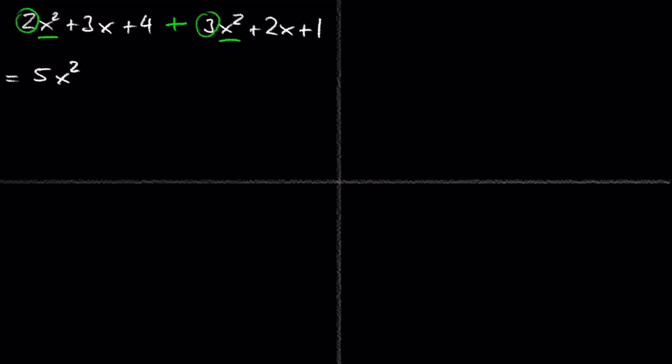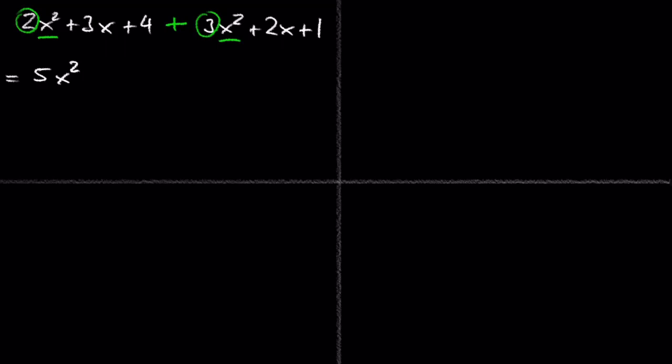Again, we're looking for all terms where something is multiplied with x squared. The terms where something is multiplied with x squared are 2x squared and 3x squared. We also call this combining like terms. So when adding polynomials, we basically combine like terms. We combine the terms with x squared.